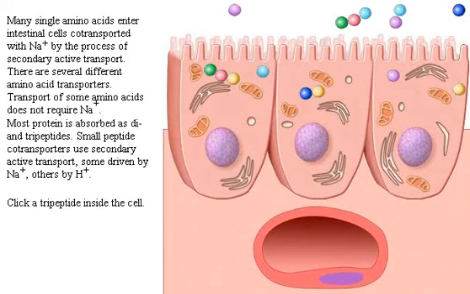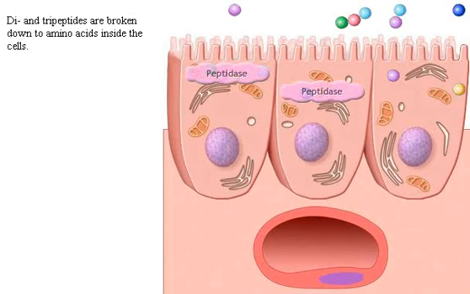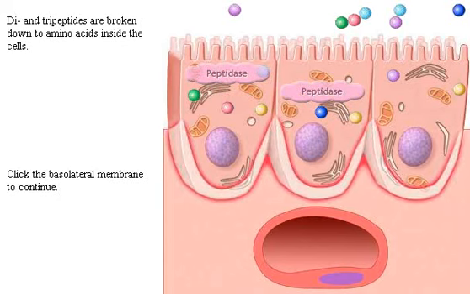Click a tripeptide inside the cell. Di- and tripeptides are broken down to amino acids inside the cells. Click the basolateral membrane to continue.